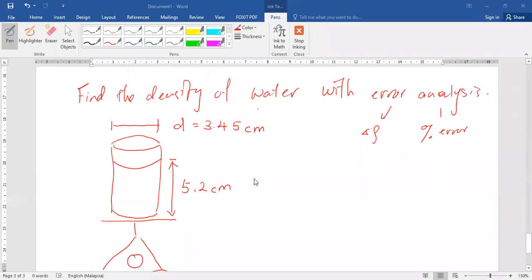Okay, pelajar sekalian, sekarang ada satu soalan cikgu nak awak buat. So, first, find the density of the water with the error analysis. This means that for the error analysis, we need to find out the density, the uncertainties for the density, and also the percentage of the error.